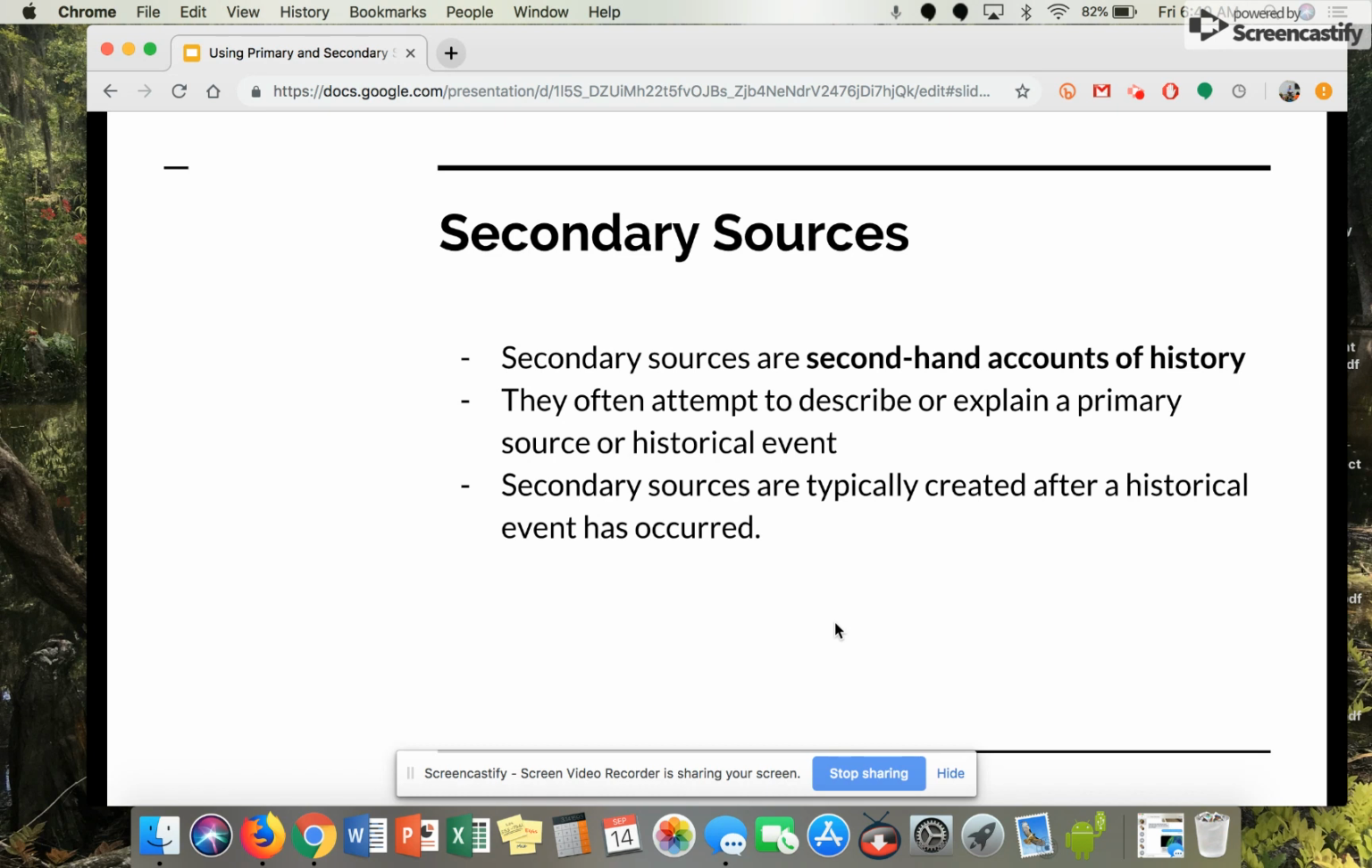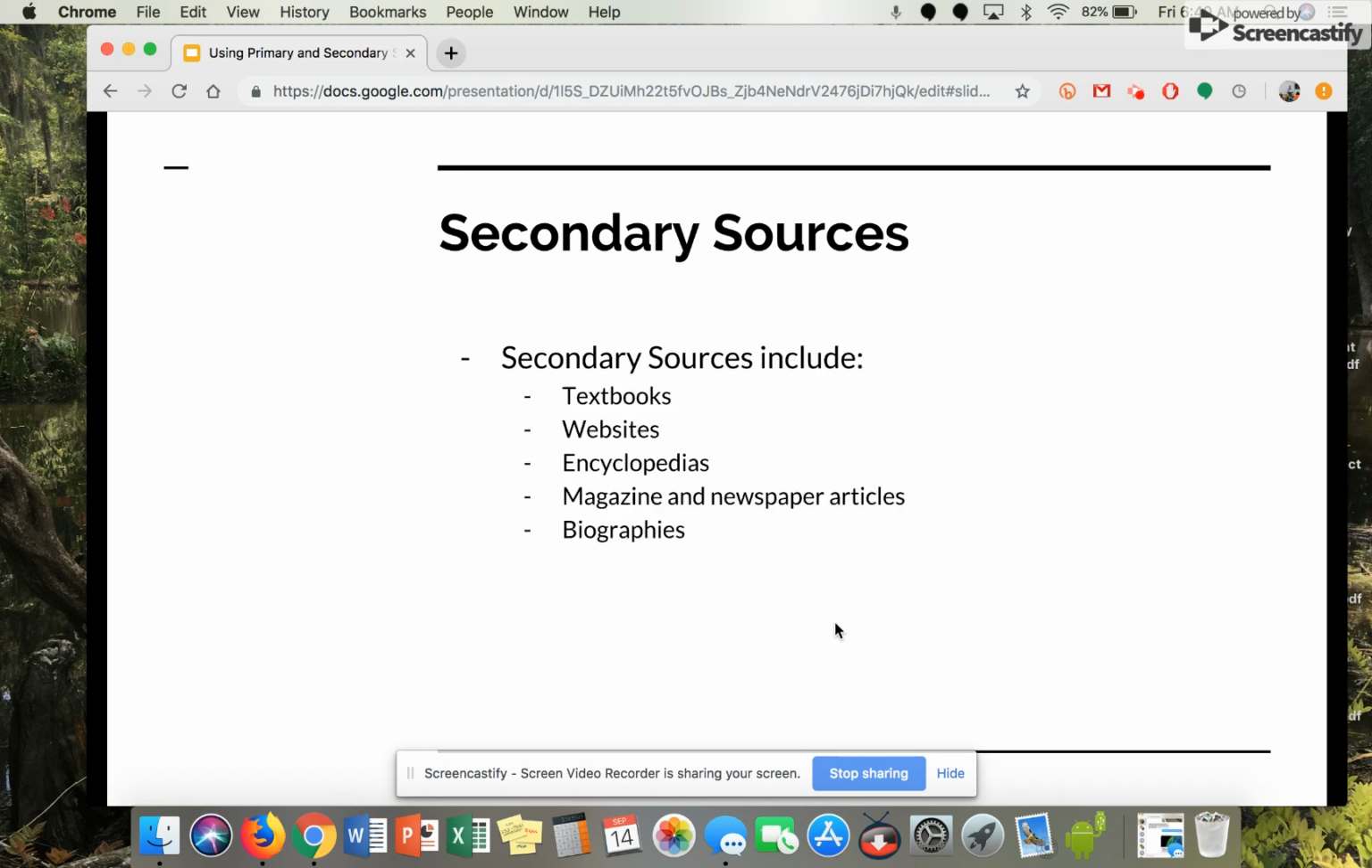Secondary sources, on the other hand, are secondhand accounts of history. They try to describe or explain a primary source or a historical event. When you're making a secondary source, you oftentimes look up a series of primary sources and piece them together in order to create a narrative about an event that occurred. Secondary sources are typically created after a historical event has occurred. Some examples of secondary sources, these are the most common things that you use during a school day: textbooks, websites, encyclopedias, magazine and newspaper articles, and biographies.